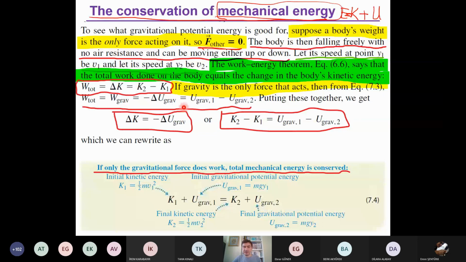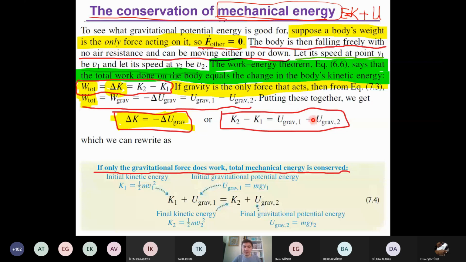And we know that it can be written like this, U gravitational 1 minus U gravitational 2. So here we have W total, look at this one, and here we have another W total, so they are equal to each other. Then I can write this expression: delta K is equal to minus delta U gravitational. You see? Here I have a delta K, and this delta K is equal to minus delta U gravitational. So what is delta K? Delta K is K2 minus K1. And minus delta U gravitational is given by U gravitational 1 minus U gravitational 2.